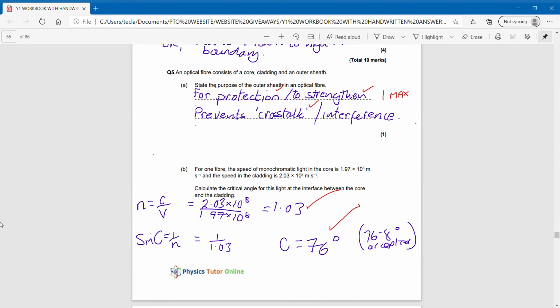So 1 mark for calculating the refractive index of that boundary by taking the ratio of the speeds, and the other mark is for calculating critical angle C using the relationship sine C equals 1 over n, and getting the final value correct.